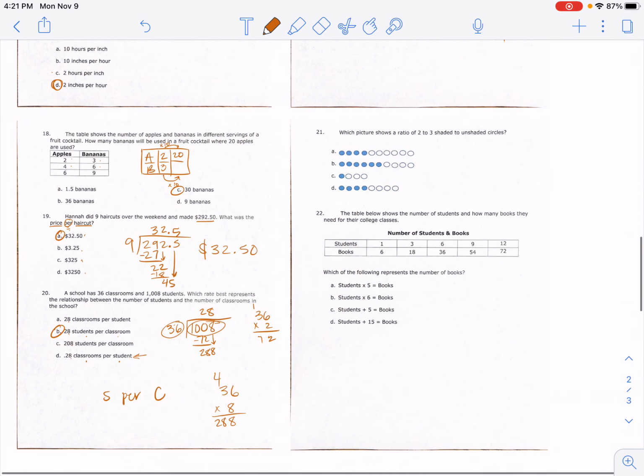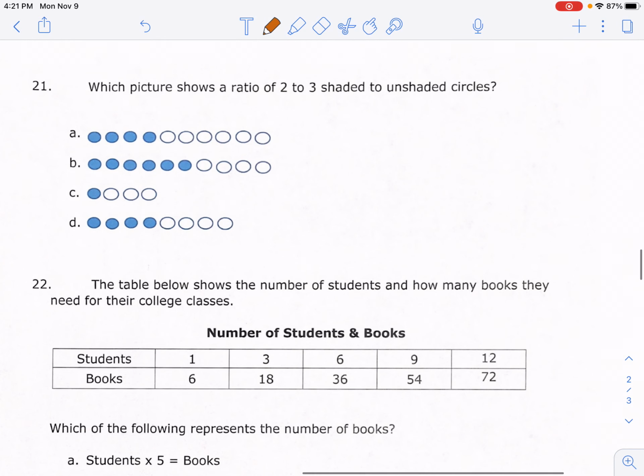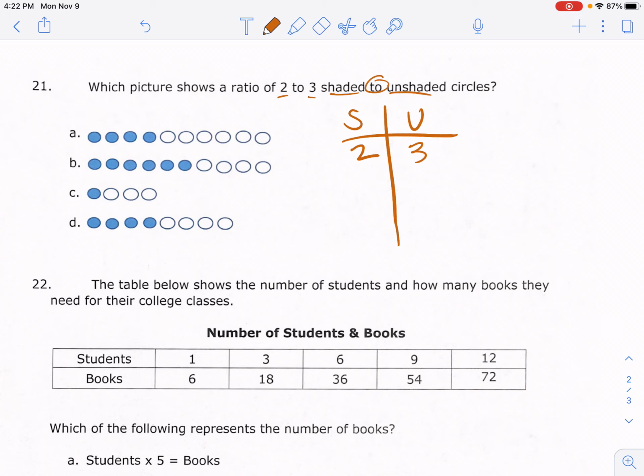Number 21. Which picture shows a ratio of 2 to 3 shaded to unshaded? So what I could do here, there's a bunch of different ways I could do this, just like usual. I'm going to go with a table. So I'm going to say shaded to unshaded. So I know that if I have 2 shaded, I will have 3 unshaded based on my ratio. So remember the order, shaded to unshaded. So I could count by 2s right here and count by 3s right here. And then I could see if this is one of my options.